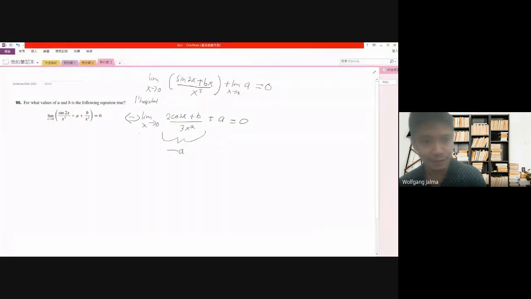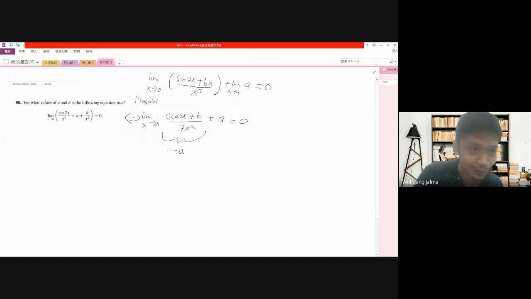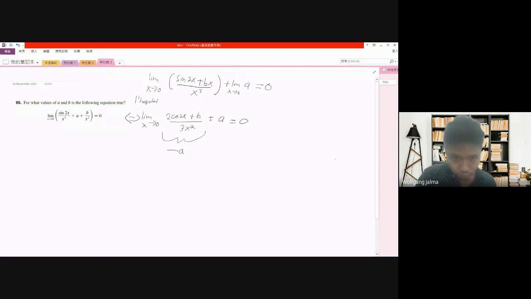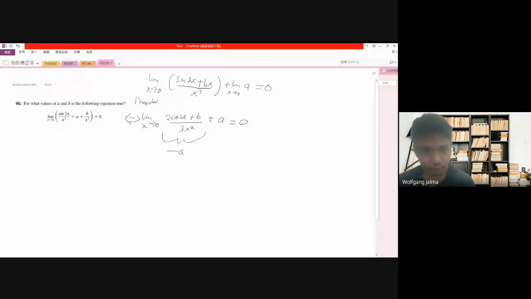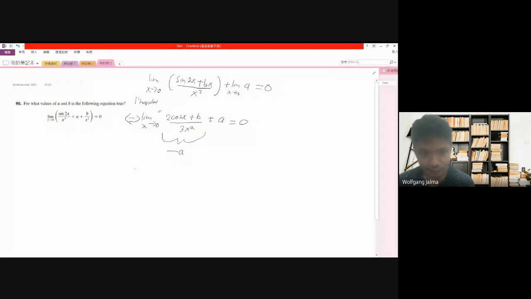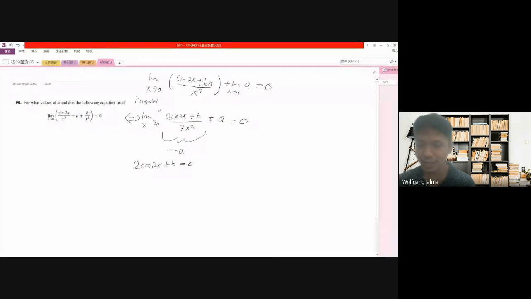to solve because we need to ensure that... where's my pointer? Sorry. Okay. So we must ensure that 2 cos 2x plus b equals 0. So it becomes an indeterminate form, right?